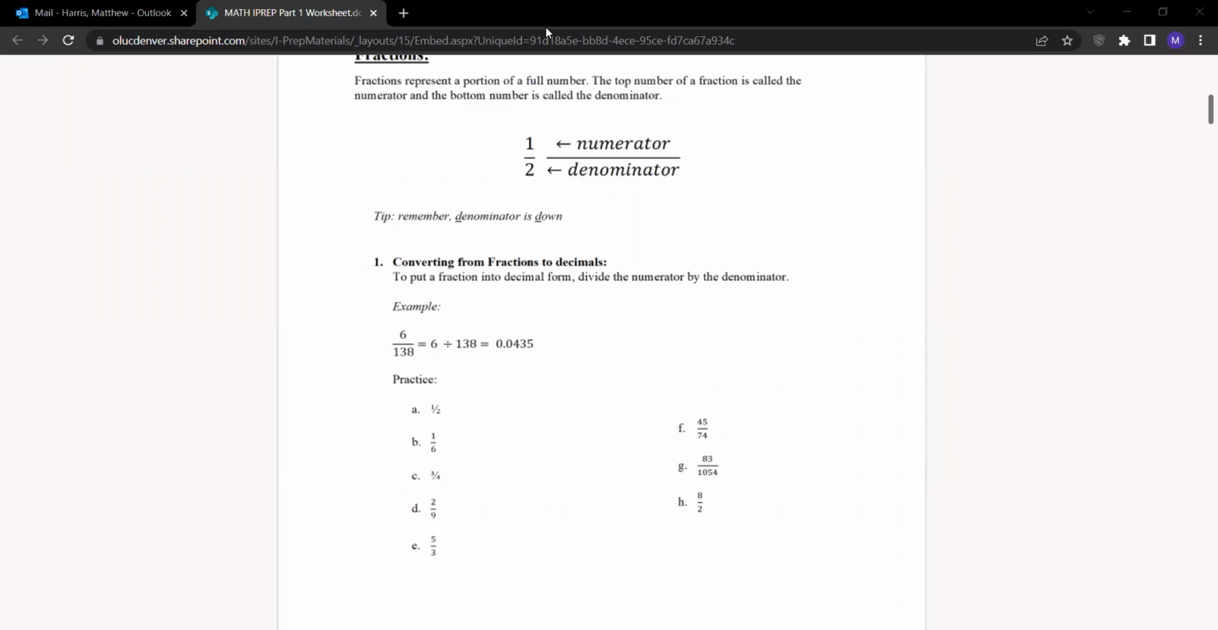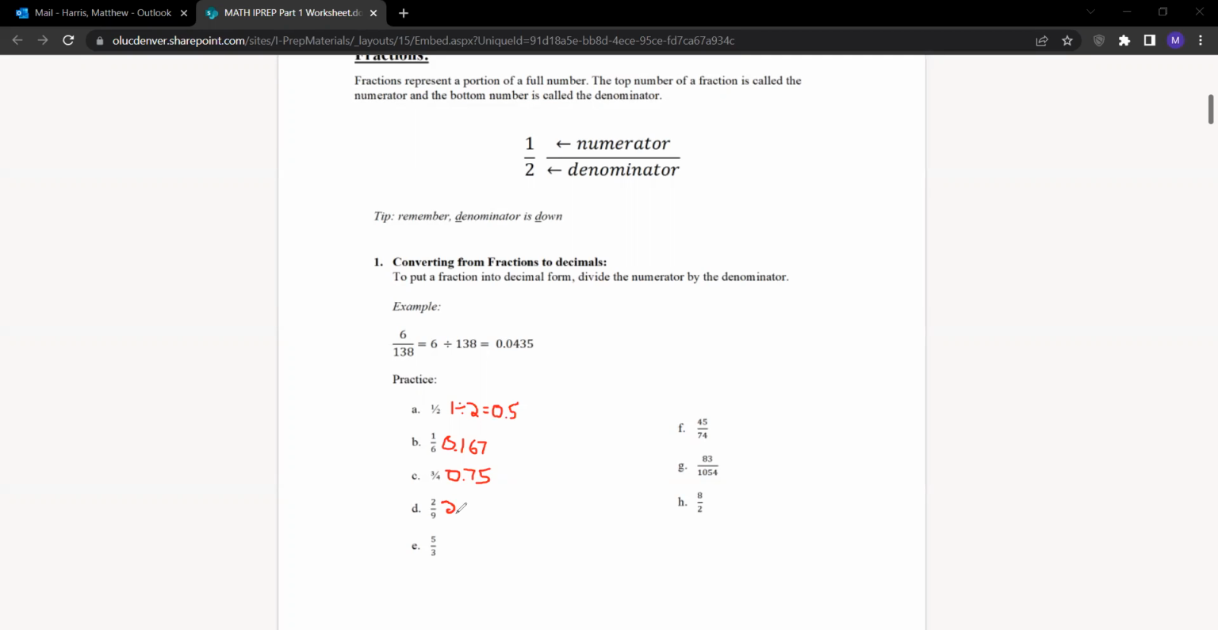First we have 1/2. You're going to take 1 divided by 2. That's going to equal 0.5. Next we have 1/6. And this one is going to be 0.167. Next, we have 3 divided by 4. That's going to be 0.75.